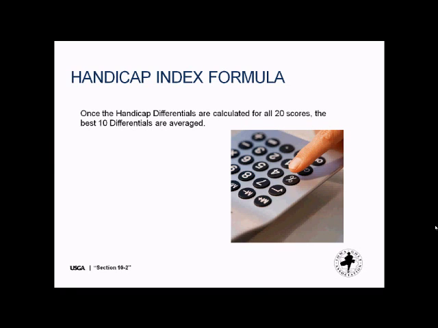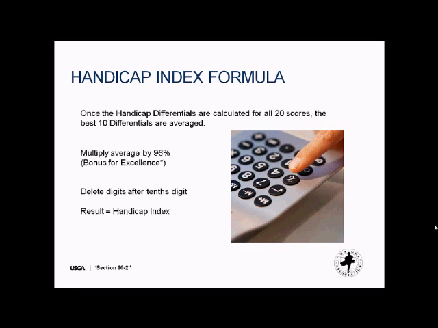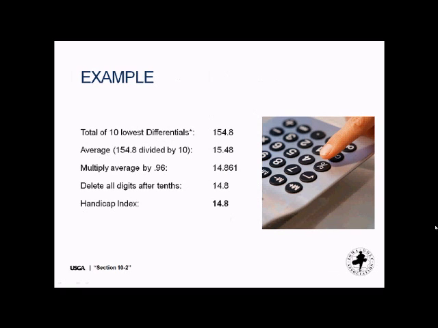Once the handicap differentials are calculated for all 20 scores, the best 10 differentials are averaged. We then multiply that by 96%, which is known as a bonus for excellence. Delete the digits after the 10th, and the result is our handicap index. So here we see the example laid out before us. This golfer has a total of 10 lowest differentials equaling 154.8. When we average that, we get a result of 15.48 multiplied by 0.96. Delete all the digits after the 10th, and this golfer's handicap index is 14.8.